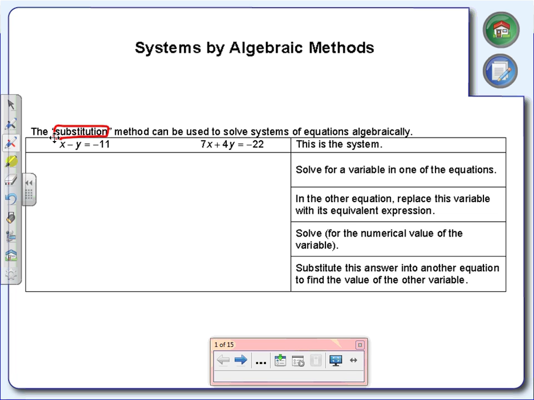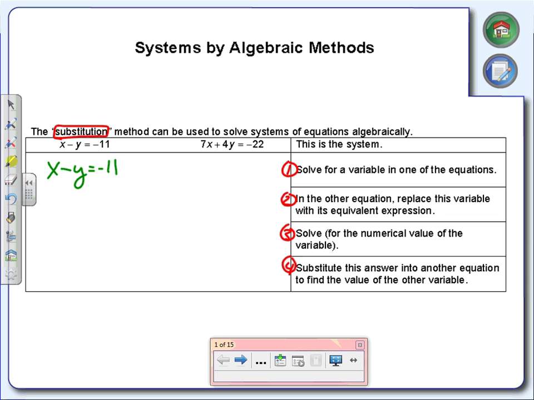Basically, the steps that we're going to need for substitution are right over here. We got step 1, step 2, step 3, step 4. Those are the 4 things we need to do for substitution. All right, so let's see here. Our first system they gave us is x minus y equals negative 11, and 7x plus 4y equals negative 22. I want to know what is the solution to that system. So the first thing they want us to do is solve for a variable in one of the equations. They just said solve for a variable. They didn't say solve for x. They didn't say solve for y. It's our choice.